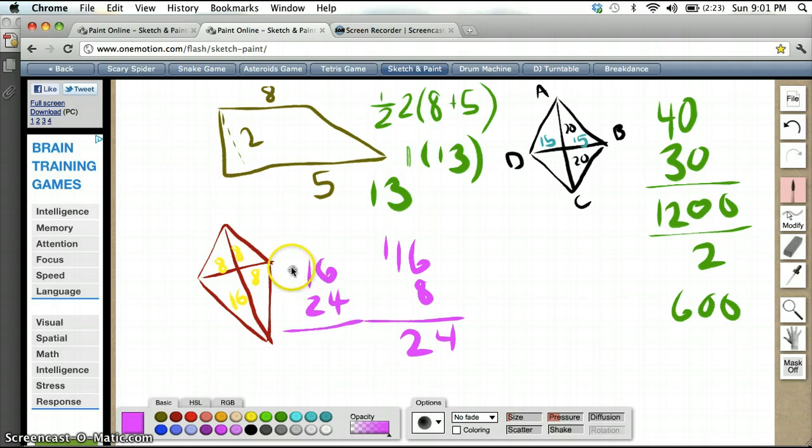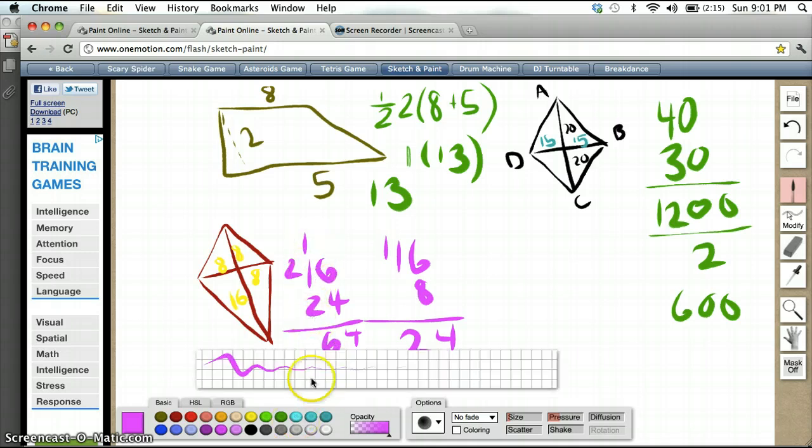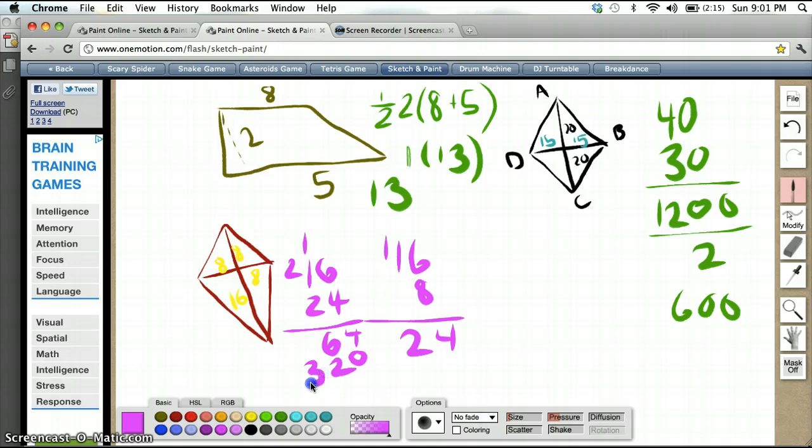6 times 4 is 24. 4 times 1 is 4 plus 2 is 6. Then you put down your 0. 2 times 6 is 12. And 2 times 1 is 2 plus 1 is 3. So your total is 384.